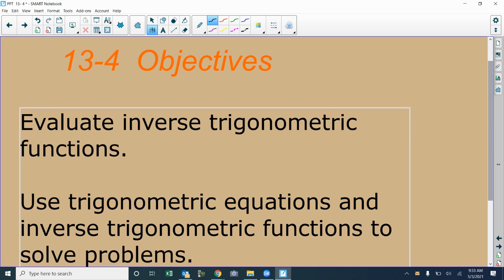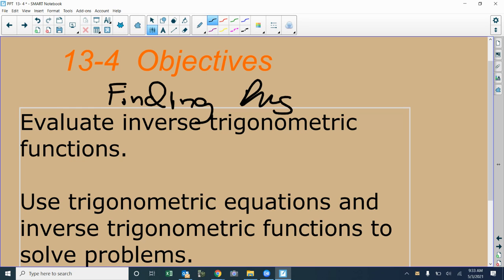Inverse. Today, grab your calculators. This section is really about finding angles. We're going to give you a trig value, and to find the angle, you'll be using your calculator. This is one time you're going to need it a lot, okay?